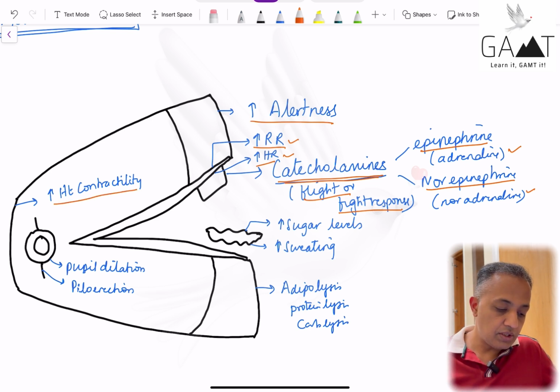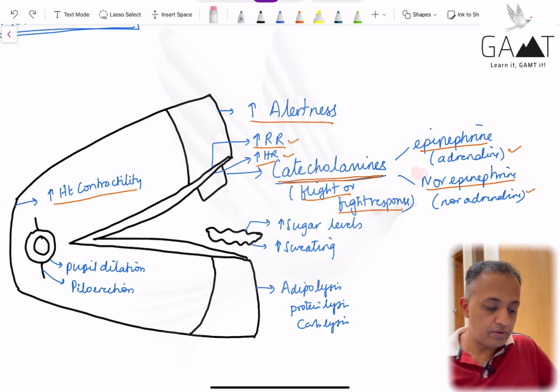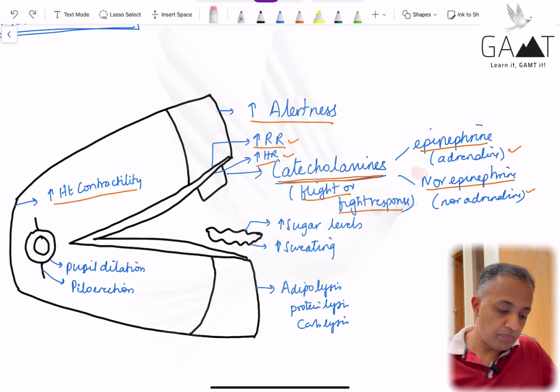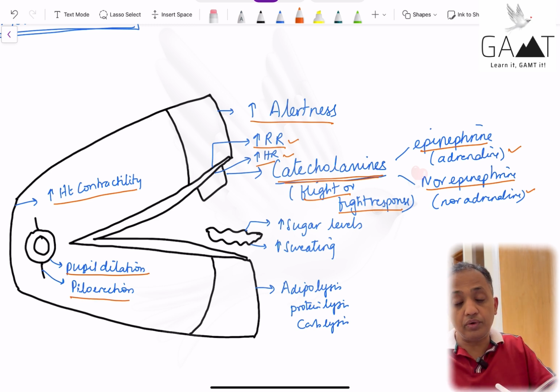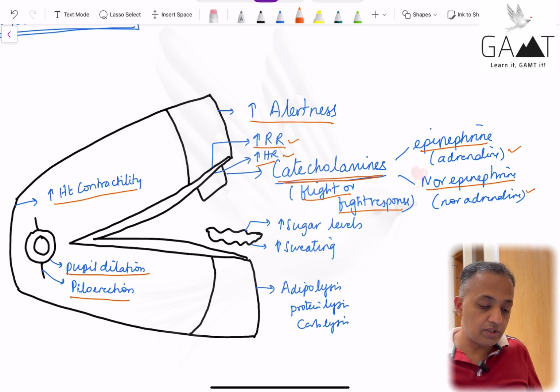And then you come to the screw in the middle. There are two P's, one P on top and one P at the bottom. The first P stands for pupillary dilation. The second P stands for piloerection. Piloerection is nothing but goosebumps. As you can see, these are all related to the fight or flight response.